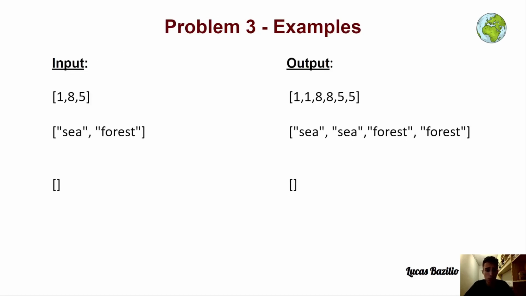Here we can see some examples. For instance, if the input is this list of integers 1, 8, and 5, then the output is going to be 1, 1. We duplicated the first element, and we have 8, 8. We duplicate the second one, and we have finally 5, 5, duplicating the last one. If I have this list of strings, where I have the string C and the string forest, we can see how the output is this list, where we duplicate each element, right? We have C, then we have C again, then we have forest, which was the second element of the original list, and here is forest duplicated. Finally, if I have an empty list as input, since in an empty list there is no element to duplicate, we are just going to return the empty list as well.